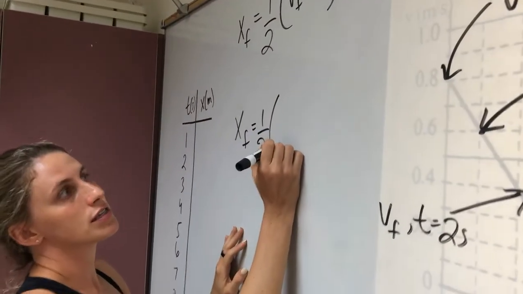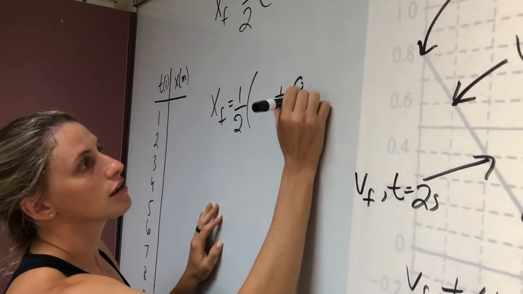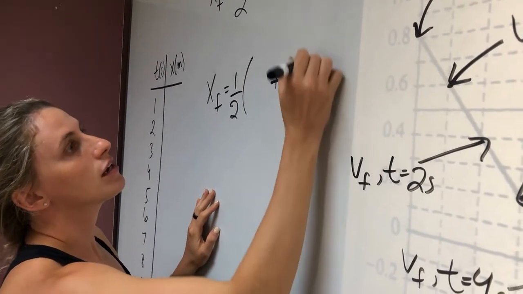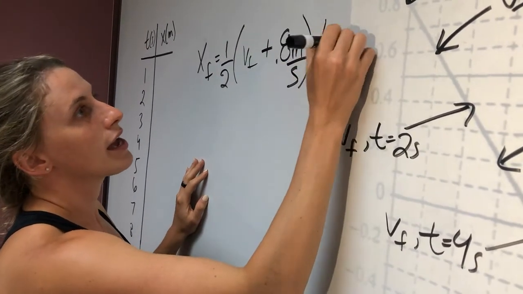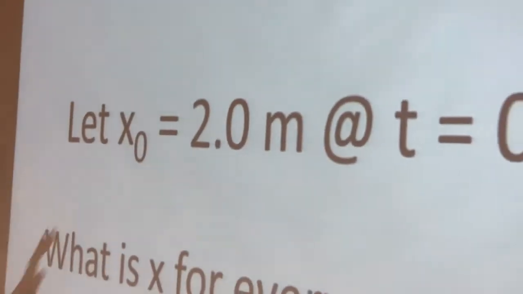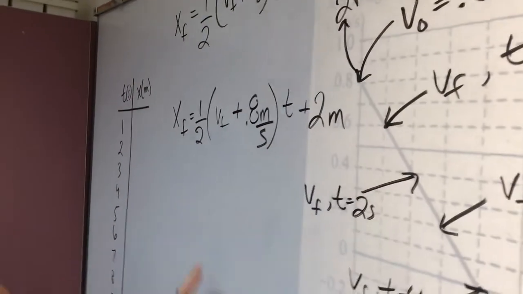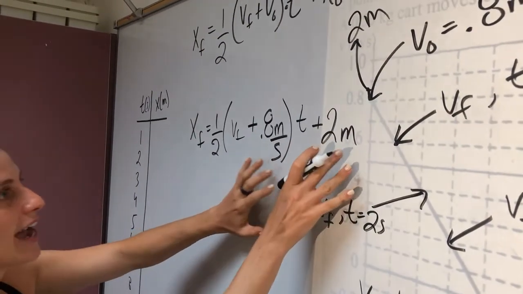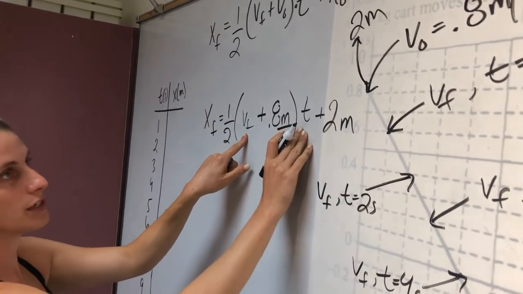My final velocity is gonna be what I plug in, plus my initial velocity, which is gonna be 0.8 meters per second. My time is what I'm gonna plug in. And my initial position, if you look at the board again real quick here, we said that our initial position is always gonna be 2 meters. So we're starting right here, 2 meters. So it's always gonna be plus 2 meters here. So this is gonna be the equation that we use the entire time. The only difference is our final velocity and our time are gonna be different. We're gonna plug in different things.